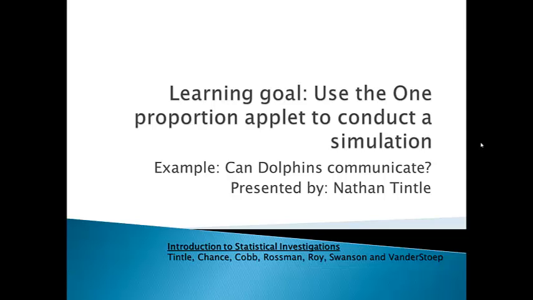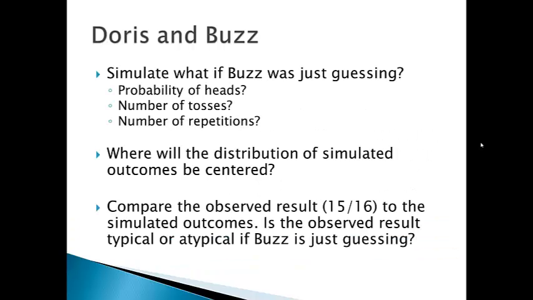In this Learning Goal video, we're going to talk about how to use the one proportion applet to conduct a simulation. We're going to use the Dolphins Communicate example to talk about this learning goal. If we want to simulate what would happen if Buzz was just guessing, we need to know three things. We need to know what's the probability of getting heads in this coin flipping chance model. In other words, what's the probability of a success, that's a correct lever push, if Buzz is just guessing.